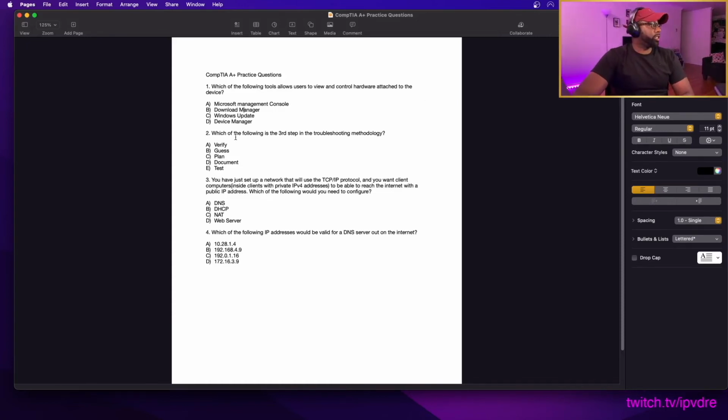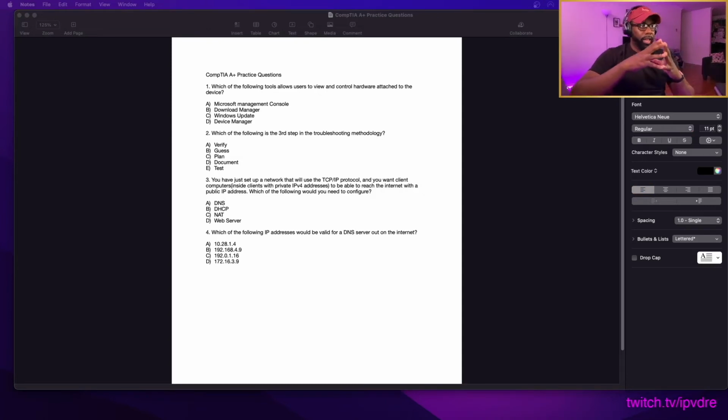We got some more practice questions here. We did this one already, so we don't need to go over that again. We got 3 more. Which of the following is the third step in the troubleshooting methodology? So what is the troubleshooting methodology, right? It's identify the problem, establish a theory of probable cause, test the theory to determine the cause, establish a plan of action to resolve the problem and implement the solution, verify full system functionality, and if applicable, implement preventative measures. So that's a mouthful. Document findings, actions, and outcomes.